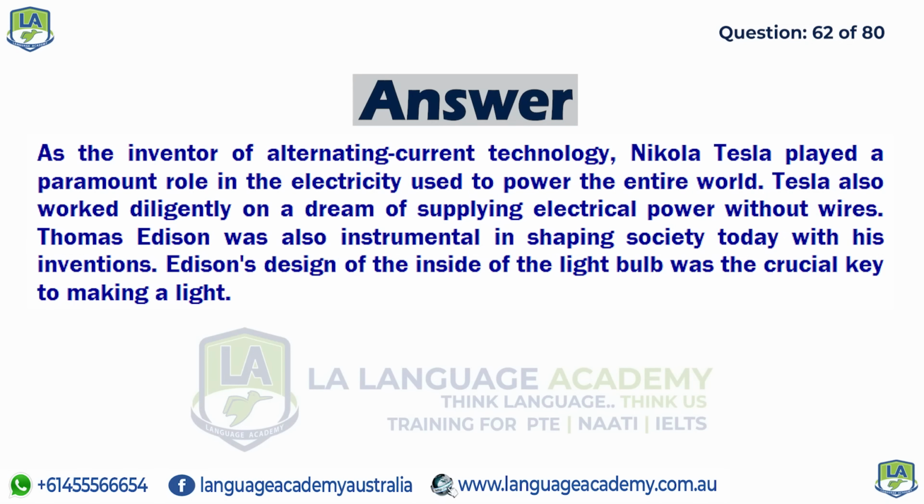As the inventor of alternating current technology, Nikola Tesla played a paramount role in the electricity used to power the entire world. Tesla also worked diligently on a dream of supplying electrical power without wires. Thomas Edison was also instrumental in shaping society today with his inventions. Edison's design of the inside of the light bulb was the crucial key to making a light.